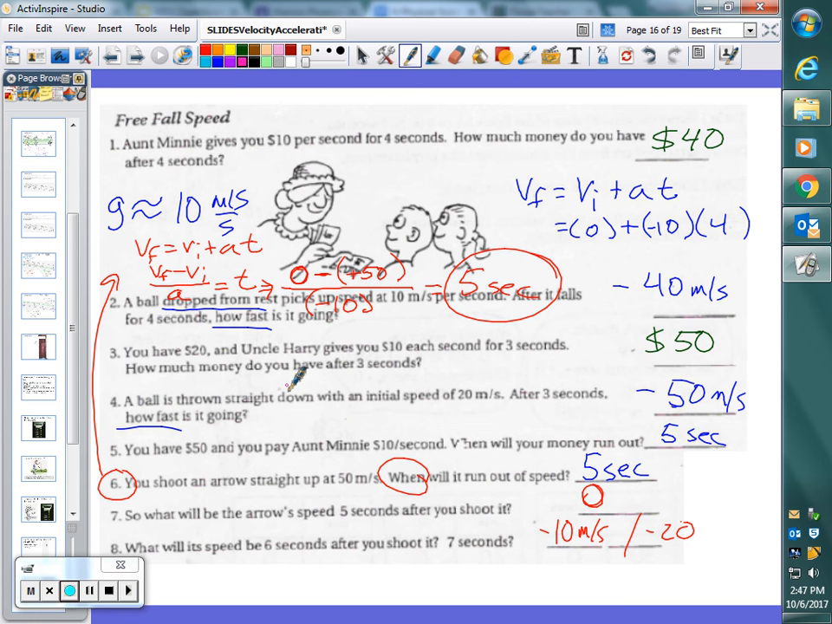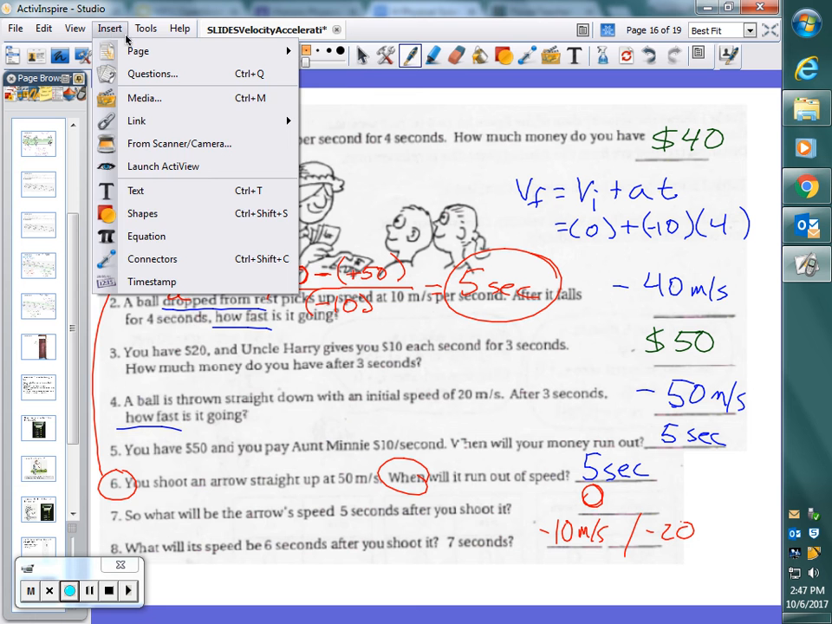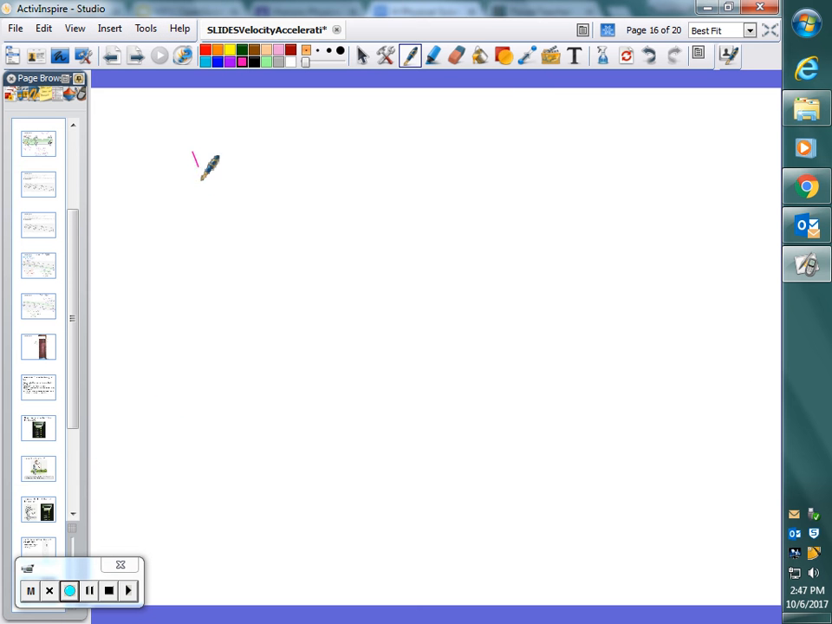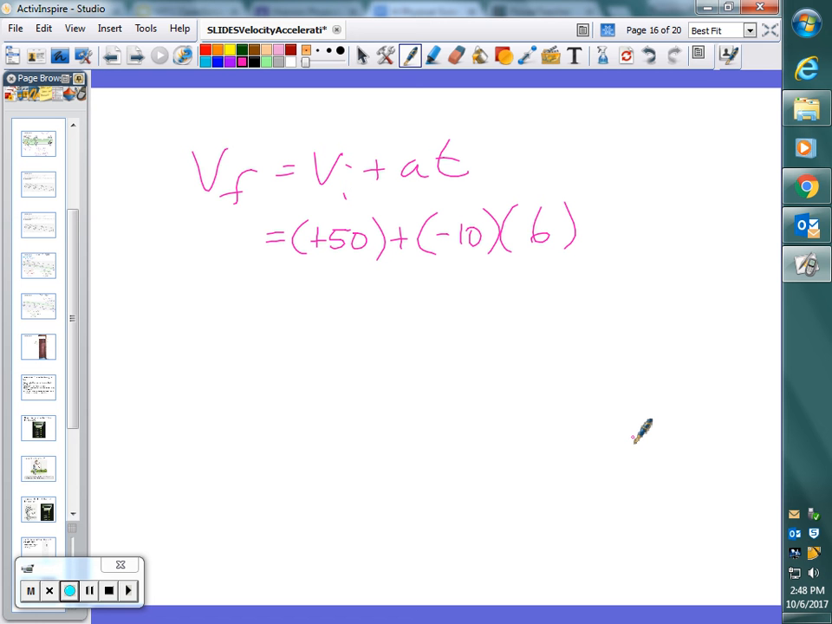If we want to go mathy on this, right? The initial arrow shot was this. Gravity, no matter whether we're going up or going down, always causes an acceleration of negative 10. If we look at that for 6 seconds, right? Positive 50 plus negative 60. It works. Okay? Good there.